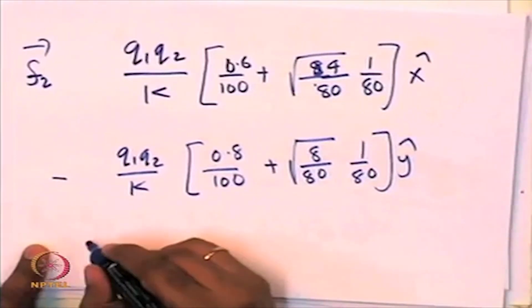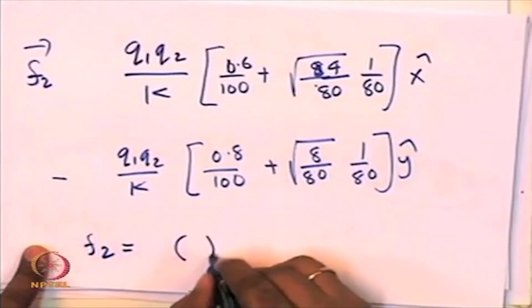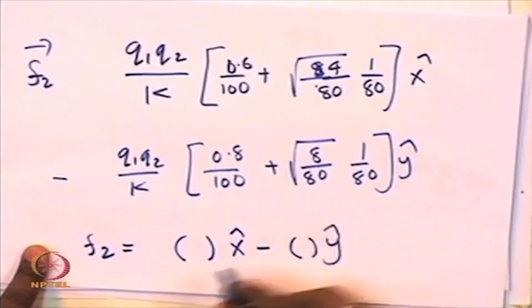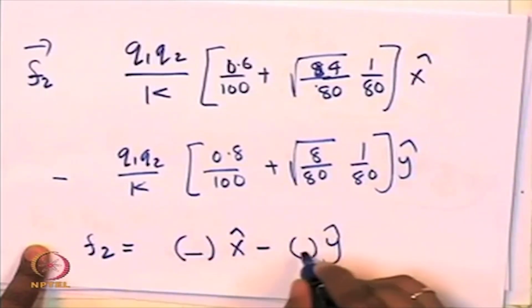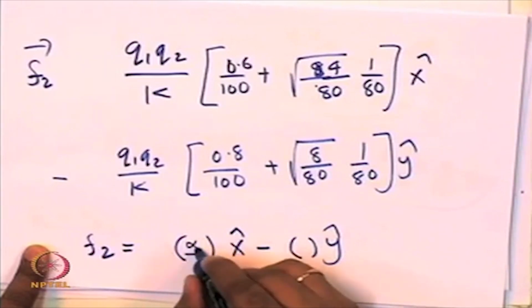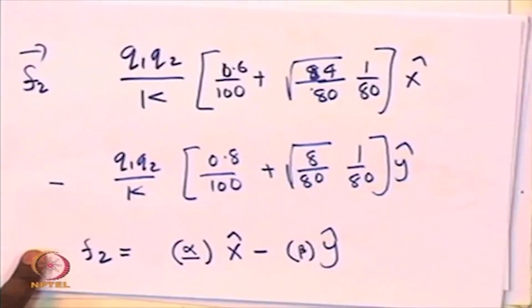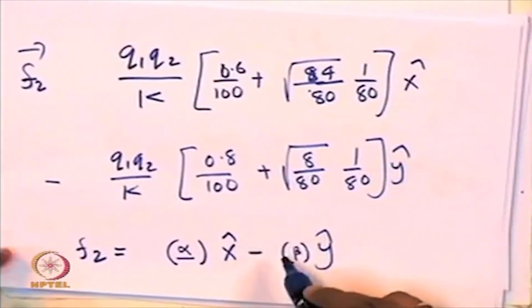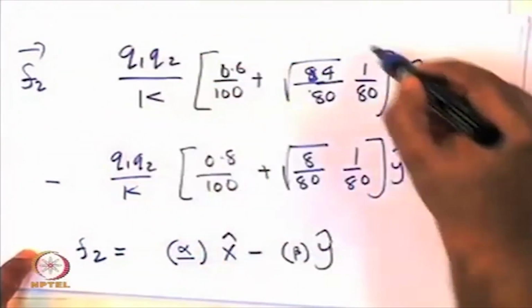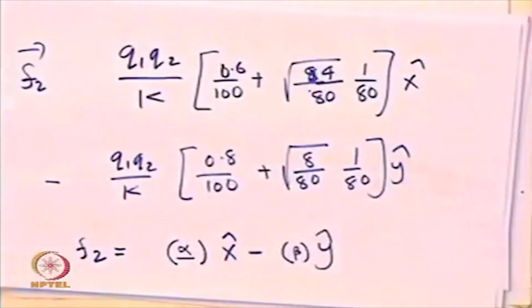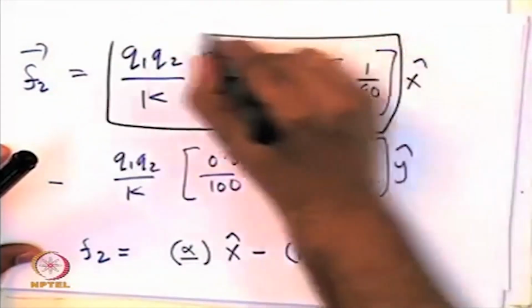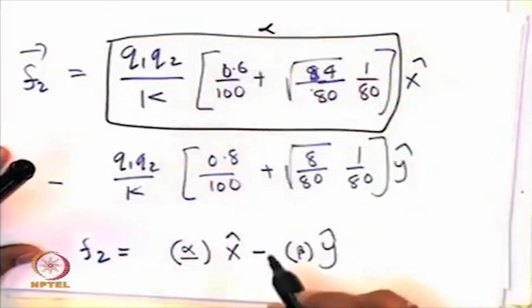As you can see, F2 is some number along the plus x and some number along the y. This is some positive number, and this is some positive number. Let me call this alpha and this beta. So, some number alpha along the x axis and some number beta along the minus y axis, where alpha is given by this particular number and beta is given by this. So, this is alpha for you and this is beta.